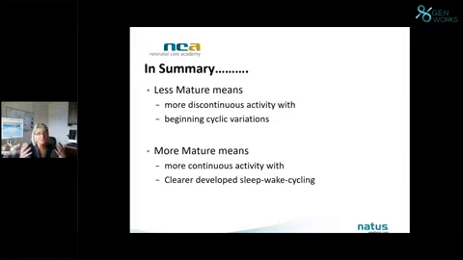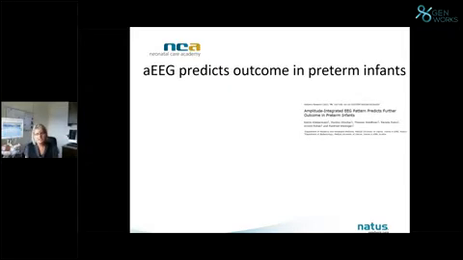If you're more mature, then it means you have more continuous activity with a much clearer developed sleep-wake cycling effect. So let's go on and talk about the value of AEEG. And one of the biggest values of AEEG in the preterms is the thoughts on prognosis of these infants.